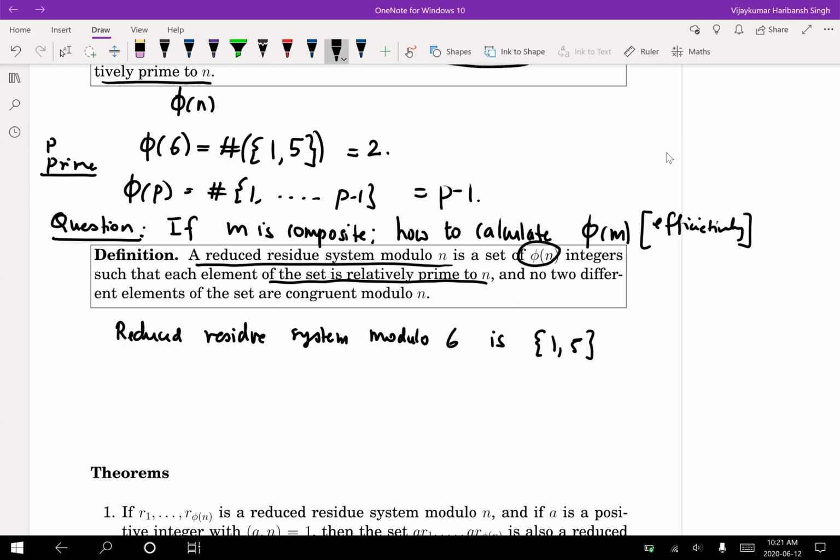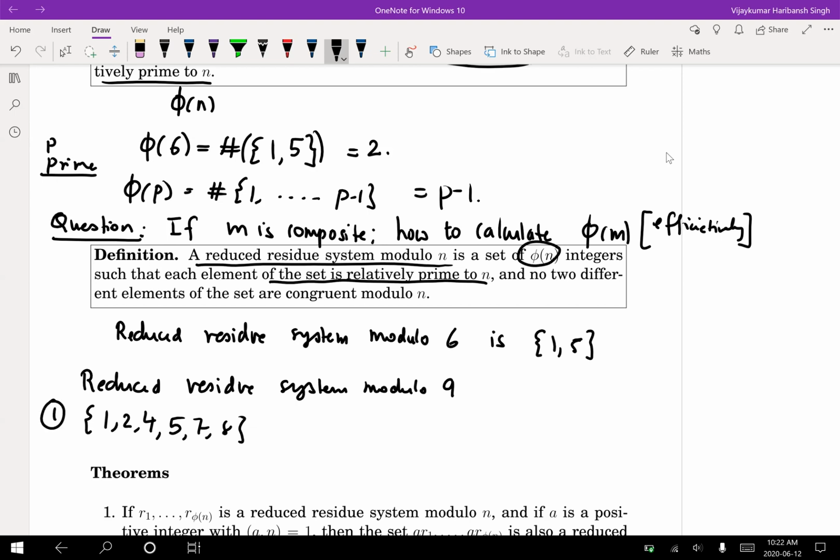Okay, let me give another example: the reduced residue system modulo 9. So what is it going to be? One example is 1. Then 2 is okay because it's relatively prime with 9. Next, 3 is not okay, 4 is okay. Then 5 is also okay. 6 is not okay because it's not relatively prime to 9. 7, yes. 8 also yes. So there's one example.